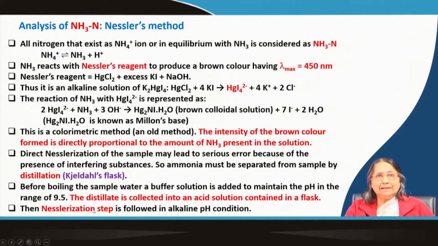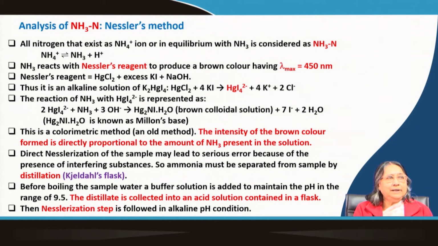Now, the Nesslerization step is followed in alkaline pH condition. I have already told you what Nessler's reagent is. Now, what you will do, say for example, you have taken 200 milliliter sample water, then you have to distill until at least 100 milliliter comes over, even more is better, and then you will be sure that all the ammonia has come there in the sulfuric acid.